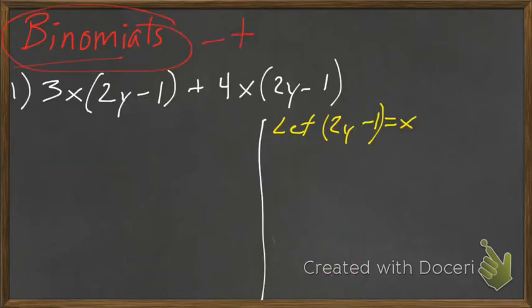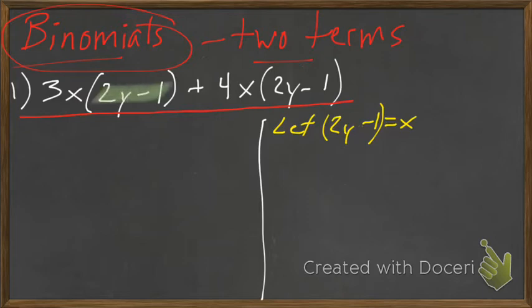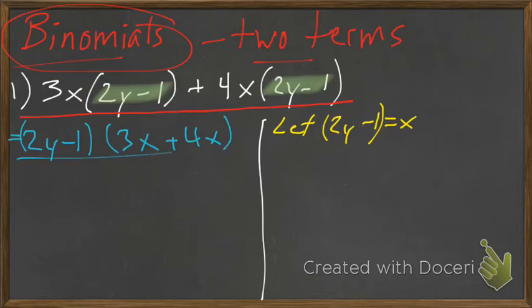Binomials, remember this is 2 terms. As you can see here, we have one term added to another term. We actually have 2 ways of looking at this. You will notice that 2y subtract 1 is common in both terms. So I could just pull that out and end up with 2y subtract 1 multiplied by 3x plus 4x. And realistically, that could be my final answer. I could look at it just like that.